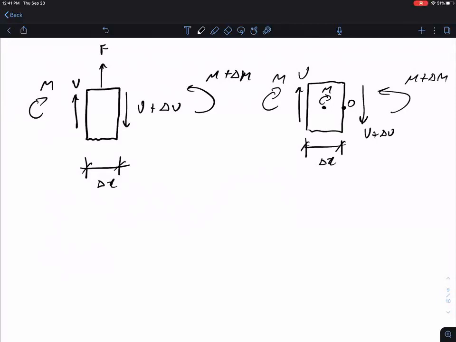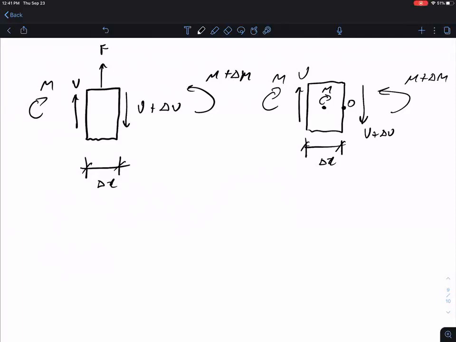From the free body diagram on the left, we see that when the force F is positive, the change in shear force is also going to be positive. Similarly, if the force F is negative, the change in shear force is going to be negative. And in the figure on the right, we see that if the external moment is clockwise, then delta M will be positive and vice versa.